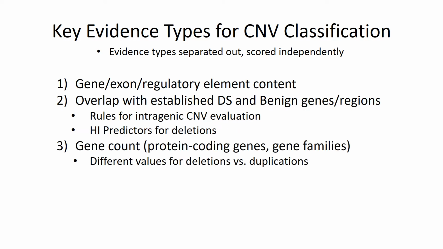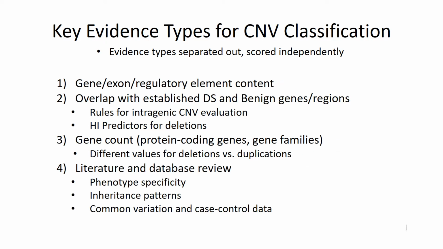Section 3 involves a gene count within the CNV interval, focusing on the total number of protein coding genes, and there are rules for regions containing gene families. Different gene count thresholds are also designated for deletions versus duplications. Section 4 is the most labor-intensive section of the metric, as here the user must identify similar CNVs to that under investigation and assign points for each reported case based on how specific the associated phenotype is, the inheritance pattern, and whether there is overlap with common variation or available case control data to evaluate.